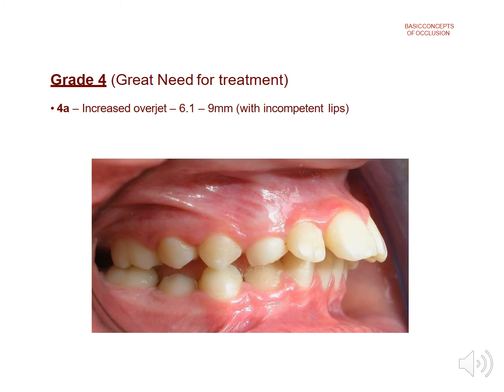For A, A is for overjet. So in grade 4A, it refers to increased overjet from 6.1 to 9 mm with incompetent lips. So you need to measure the overjet so that you can know what is the DHC, the dental health component of this case.